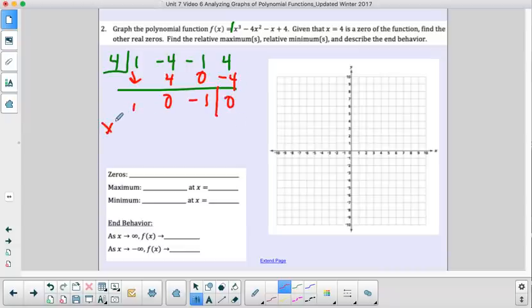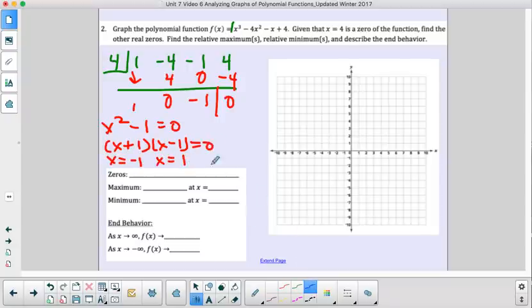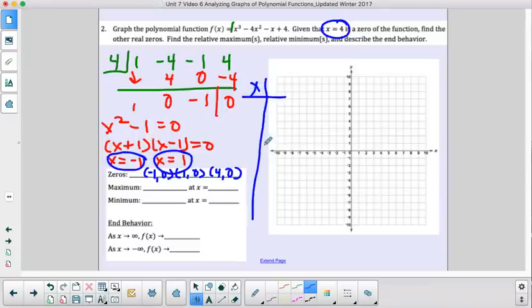So I would have x squared. There's no x, so minus 1 equals 0. This is a difference of perfect squares, so it factors x plus 1, x minus 1. So if I set it equal to 0, x equals negative 1, and x equals 1. So I have 3 zeros. This one, and this one. So I would have negative 1, 0, 1, 0, and 4, 0. I would use these zeros to help me make my table. So if these are my zeros, I probably want to do a number less than negative 1. So let's start it out at negative 2.